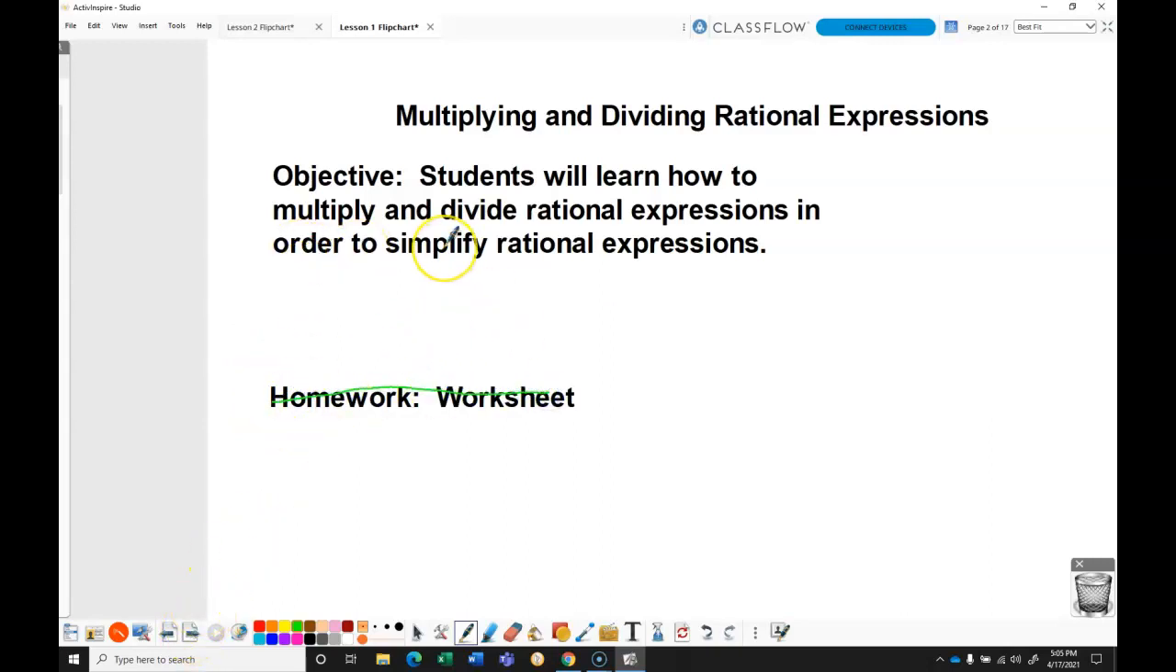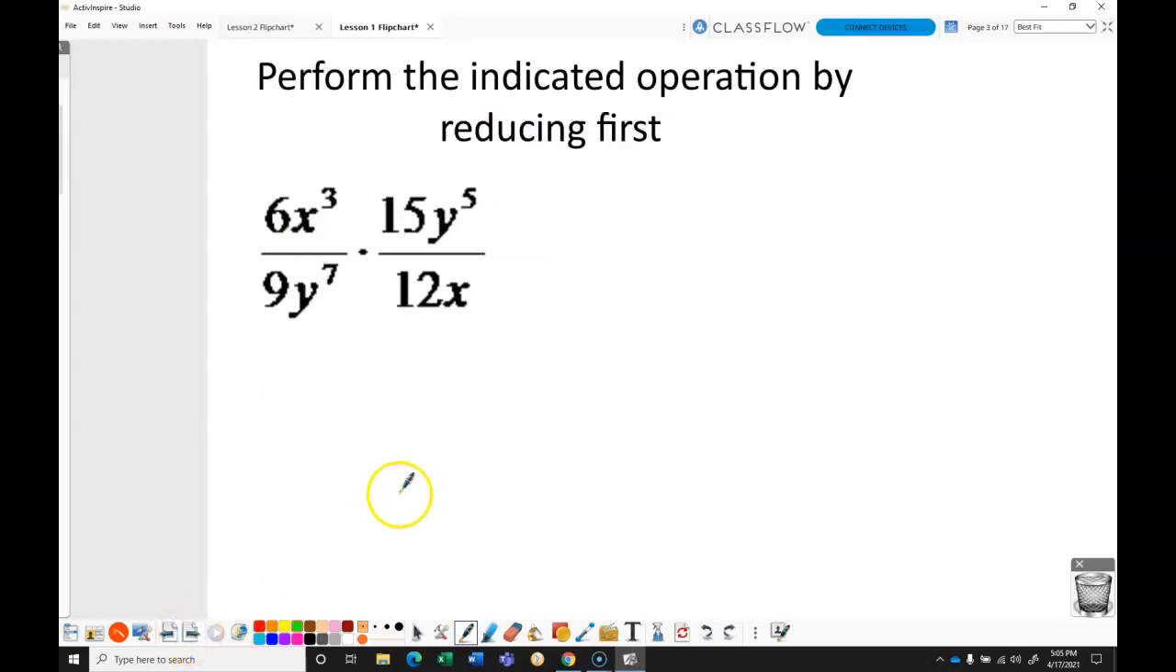All right, so we're going to be taking these rational expressions that we've been simplifying and actually multiply them together and divide them. So here's our first one. It says perform the indicated operation, but you need to reduce first. It's just going to make your life easier if you take care of reducing things first.